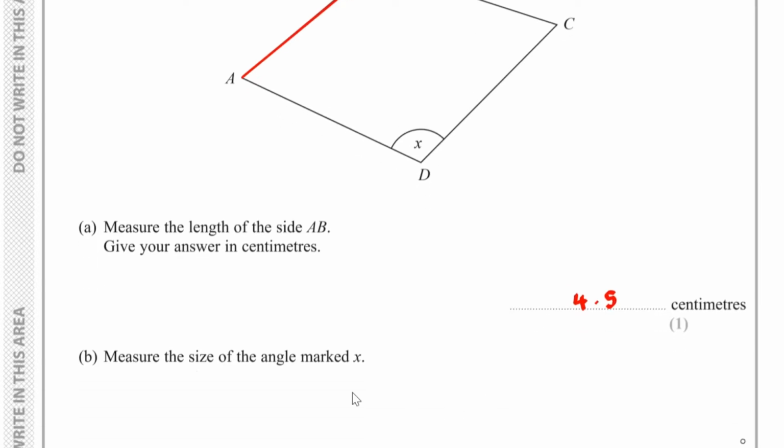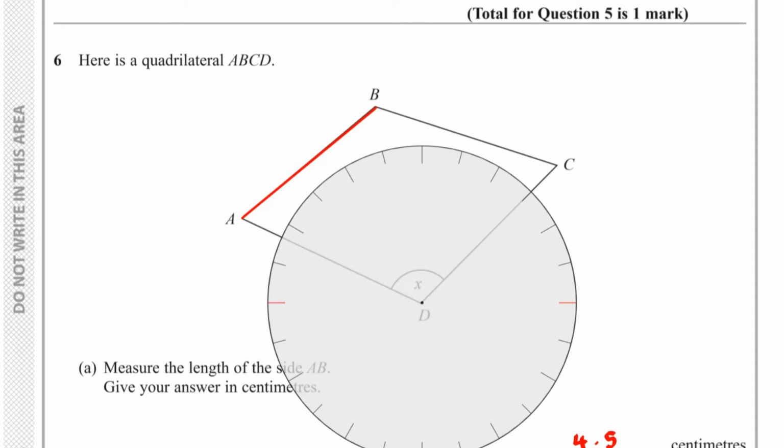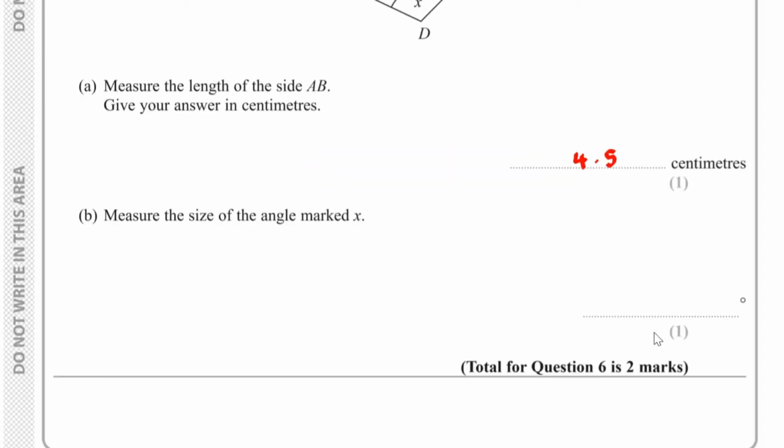For part B, we have to measure the size of the angle marked X. Well, if we measure the angle marked X, what you can see is we have 109 degrees. So we have 109 degrees.